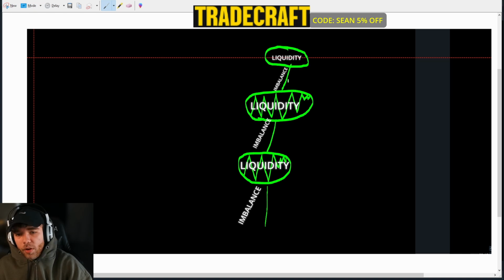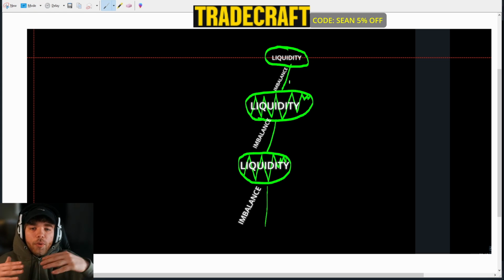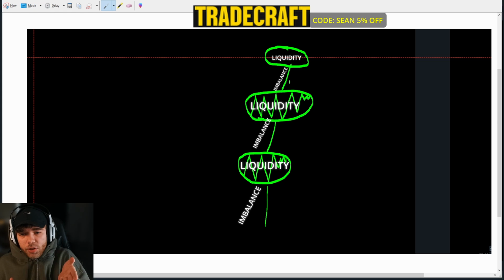And all of these imbalanced moves on your profile are going to appear as areas of low volume. So when the profile has that big round shape, and then it gets very narrow, that is going to be your low volume nodes, and then these are your high volume nodes. All right, and then it's going to chop. All right, and this is what the market does.